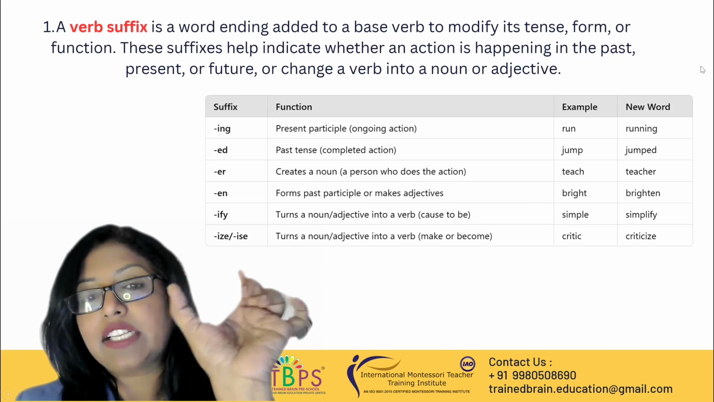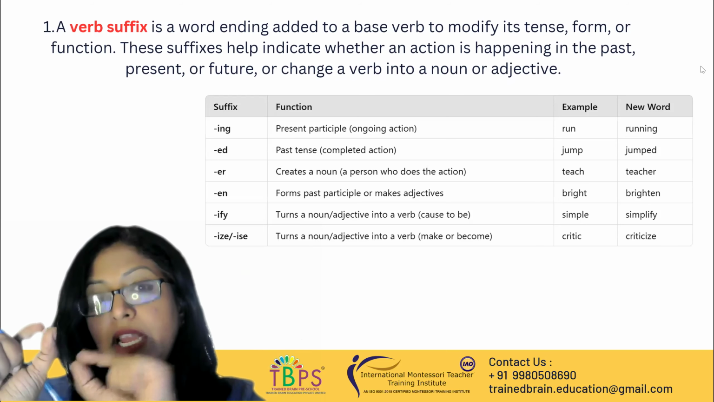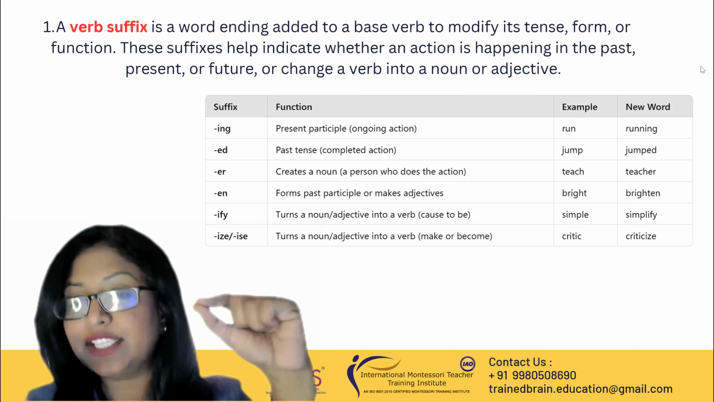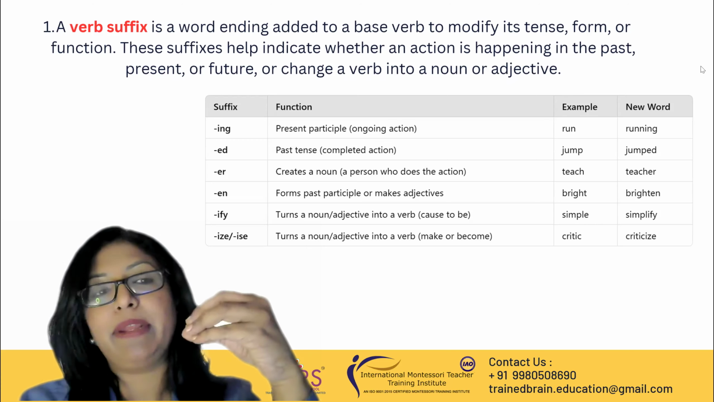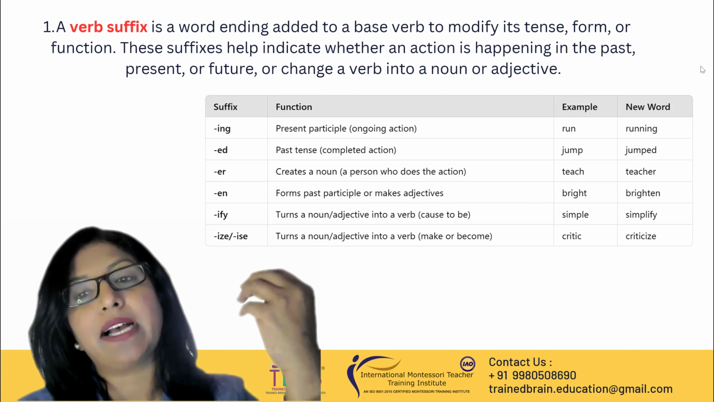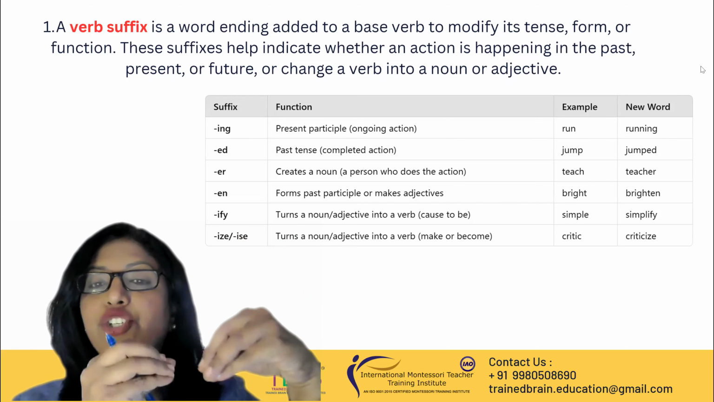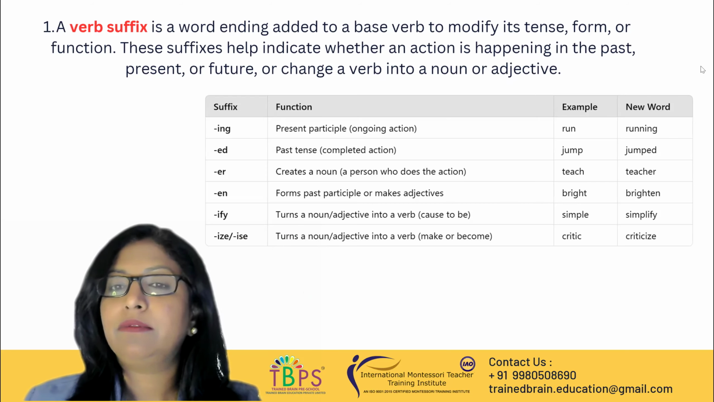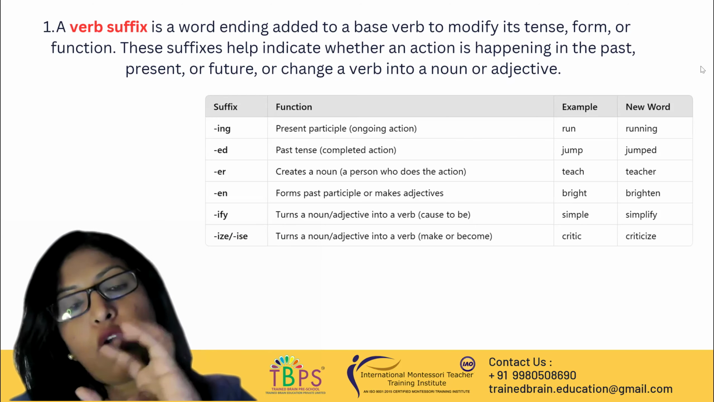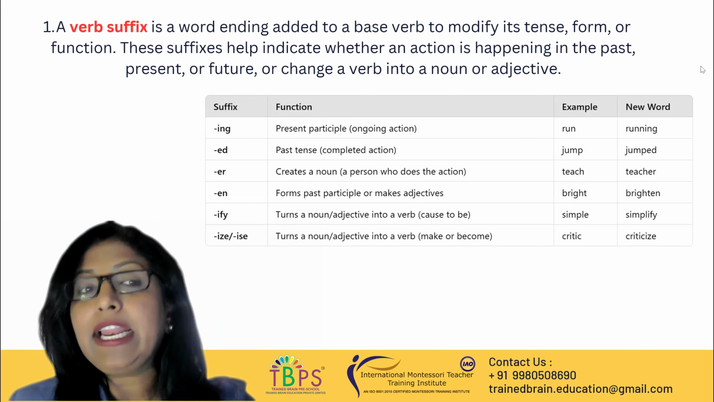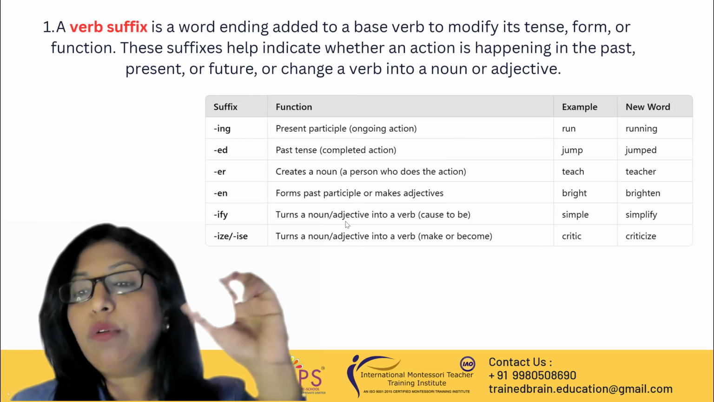I add that suffix to the base verb. When I'm adding to the base verb, it will modify the tense forms. Like the present tense can become a past tense, right? So this would indicate whether an action has happened, the action is happening, or the action is going to happen in the future, correct? So this is what we are trying to work on.